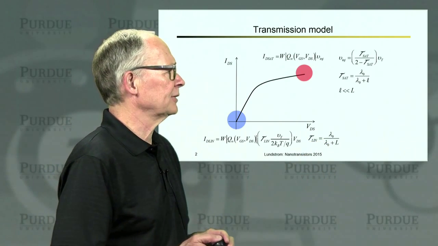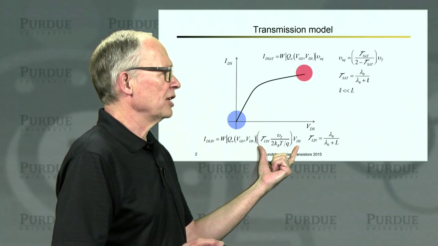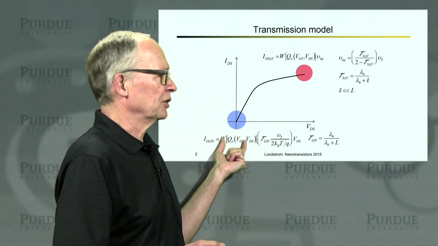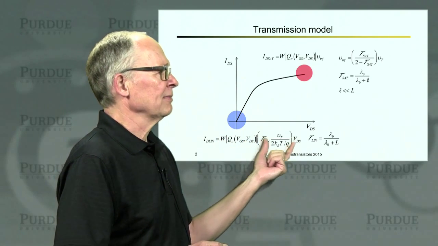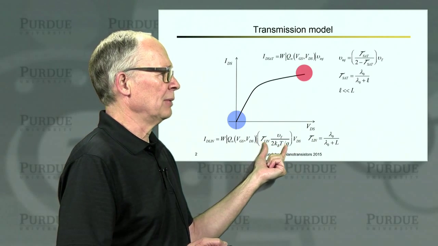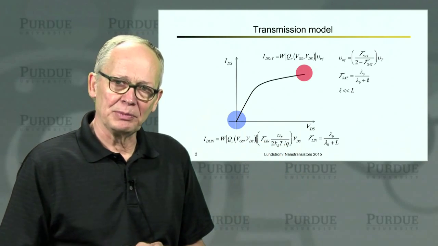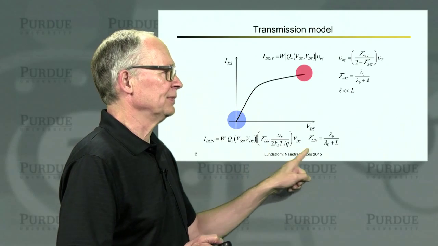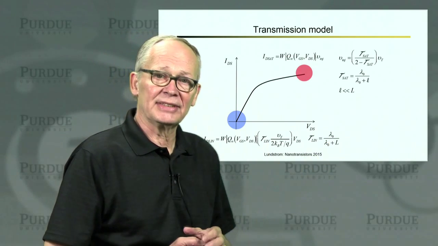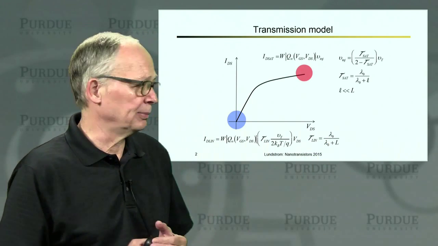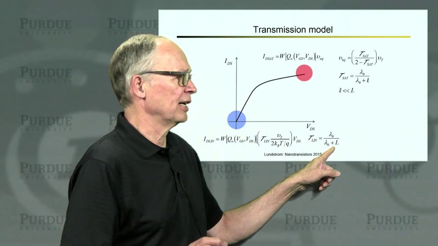Just by way of review, we've developed and discussed some of this transmission model for the nano transistor. In the linear regime, we have the current related to charge and velocity, and the key parameter here is the channel transmission in the linear regime, which we have seen is related to the mean free path for backscattering and to the length of the channel.